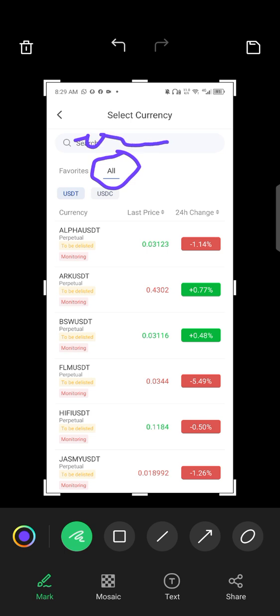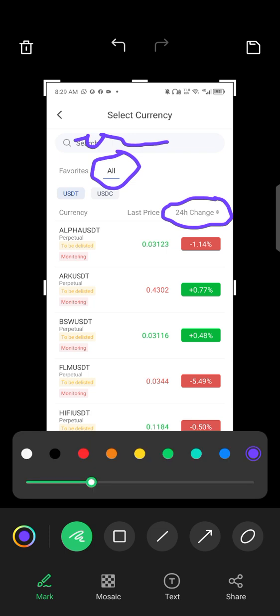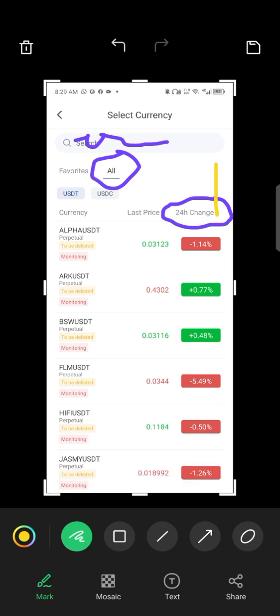And then you see this 24-hour change. We are going to click on the small arrow here. I'm sure you are aware of that arrow. That small arrow is also used to arrange our coins in order of coins that are performing well and coins that are not performing well. So that small arrow beside the 24-hour change is a powerful thing that helps us to arrange our coins.